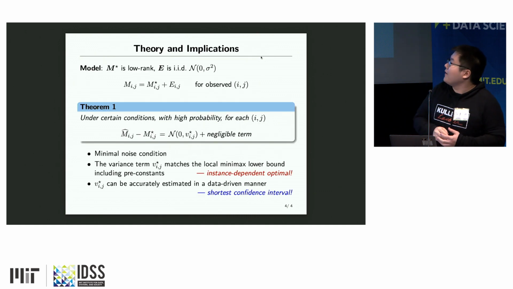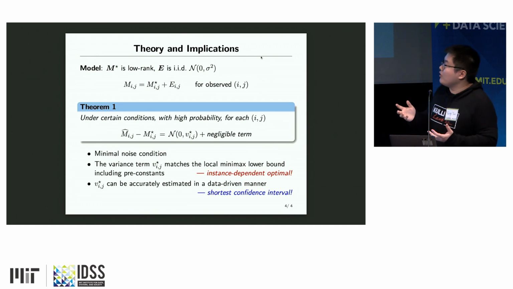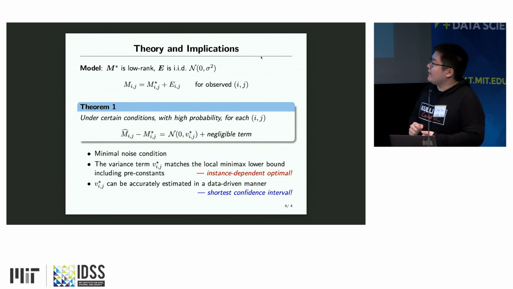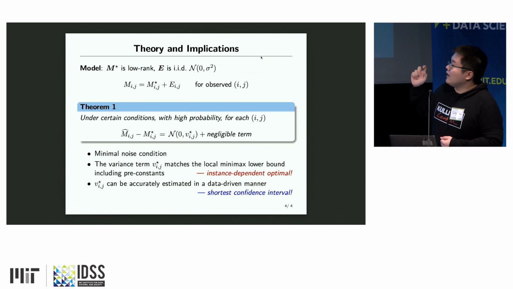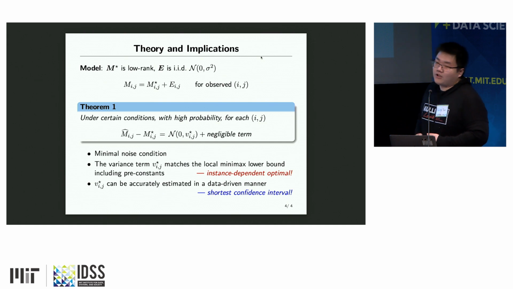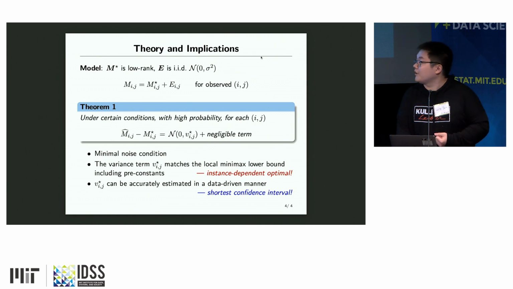We show that the entry-wise estimation error of our proposed method is approximately a zero mean Gaussian with tractable variance V_ij star, up to some negligible error. This holds with minimal noise conditions. We also show that the variance term V_ij star matches the local minimax risk, including pre-constants, for estimating M_ij star, demonstrating the strong instance-dependent optimality of our estimator. In addition, we can estimate the variance term V_ij star accurately in a data-driven manner, which allows the construction of the shortest entry-wise confidence interval for the outcome matrix. That's all. Thank you.